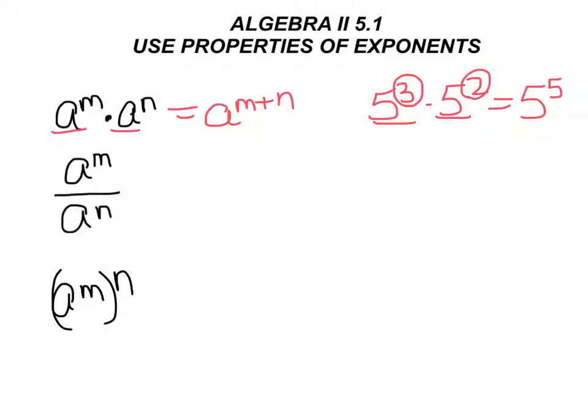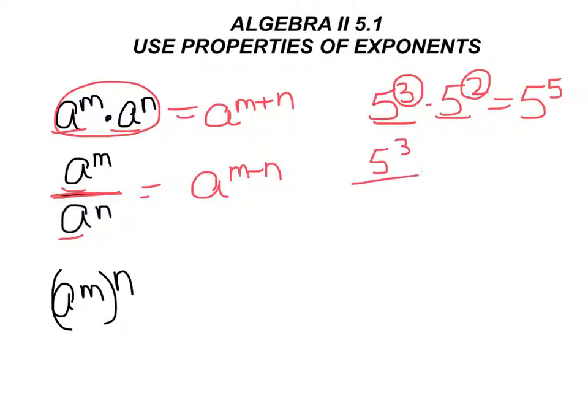When we multiply, we add exponents, so we would expect to see that when we divide, we subtract. So we can say that we have the same base, a and a, giving a to the m minus n. Again, we'll use a base of 5 to the third over 5 to the second. We're going to keep the same base because you have the same base, and then you subtract your exponents. 3 minus 2 is 1.